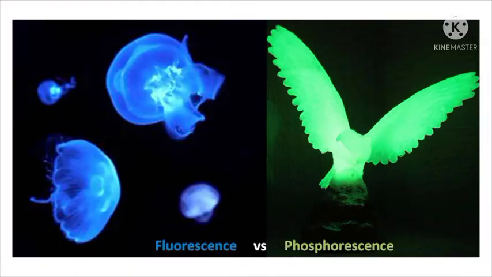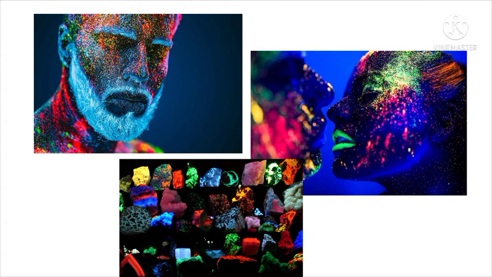So basically, fluorescence needs a constant source of energy, probably electric energy, to light itself. But phosphorescence doesn't need a constant source of energy because it has an ability to store the energy. It enables it to glow by itself. So here are some examples of phosphorescence.